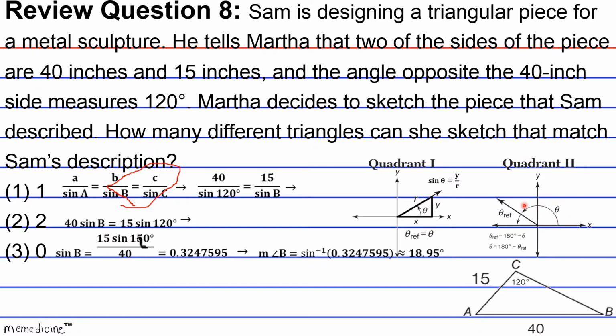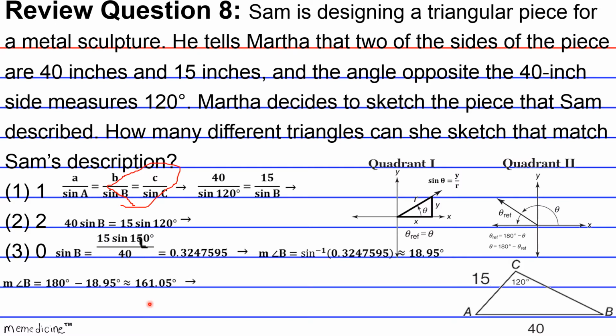Okay? So that's what we're going to do to find out the possibility of angle B being not just an acute angle, but an obtuse angle, which is an angle that measures greater than 90 degrees. Hence, the measure of angle B is going to be 180 minus 18.95 degrees, which is based on this equation here, the quadrant 2 theta equation. And that's going to yield a value of 161.05 degrees, okay? All right.